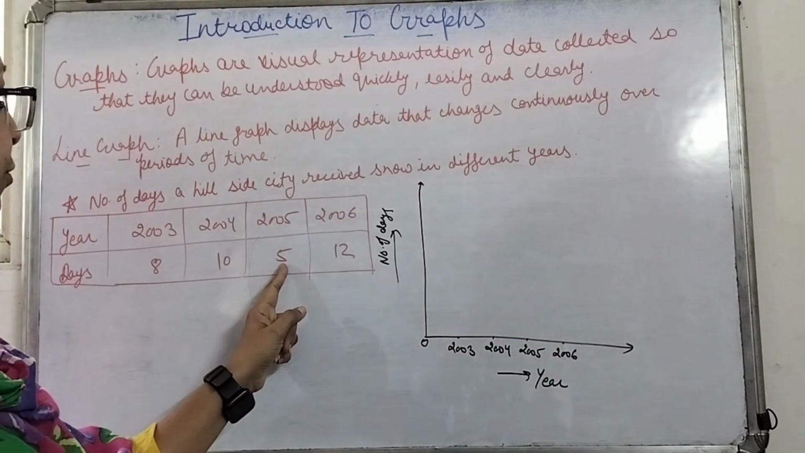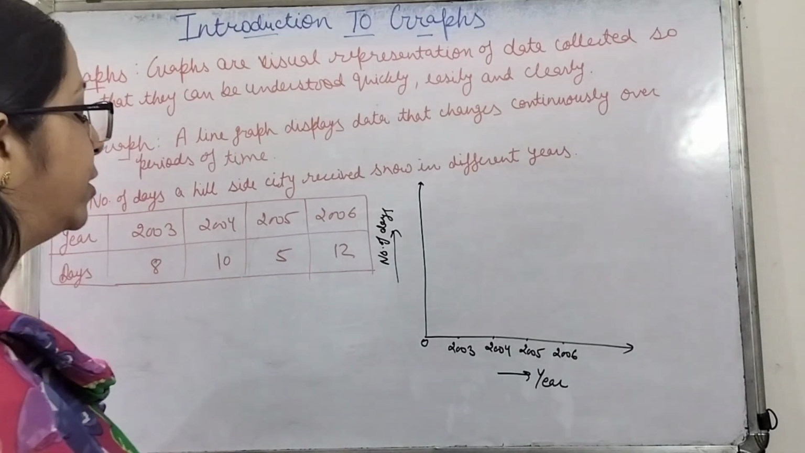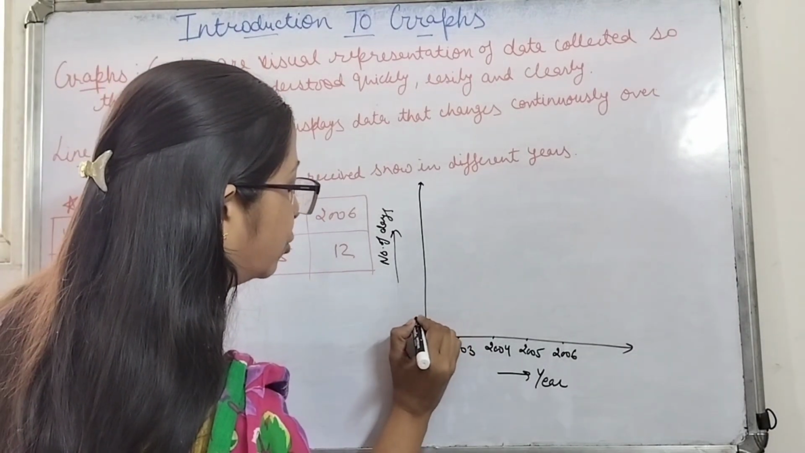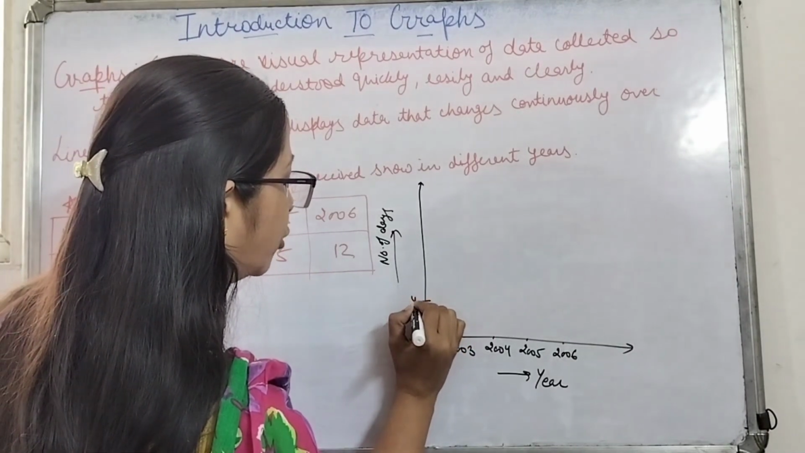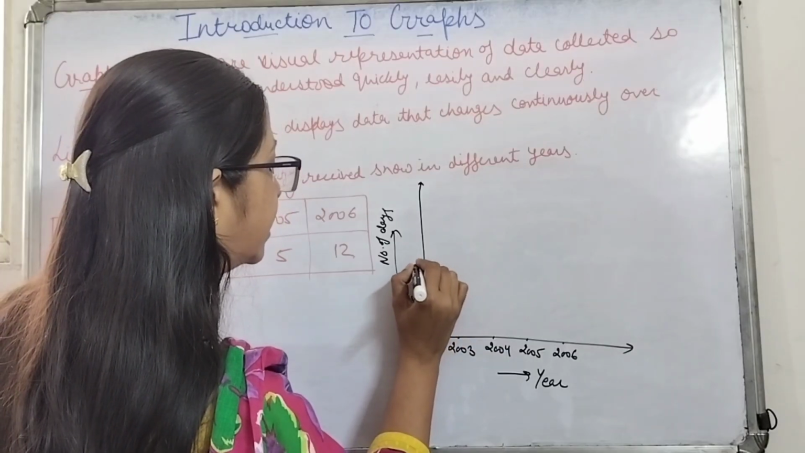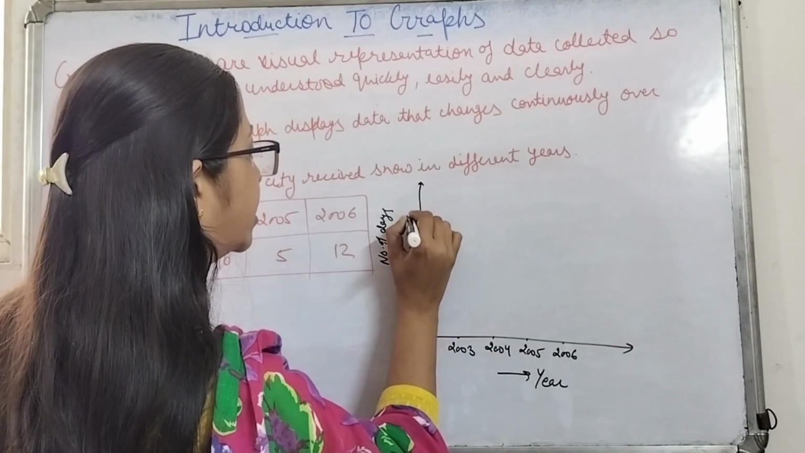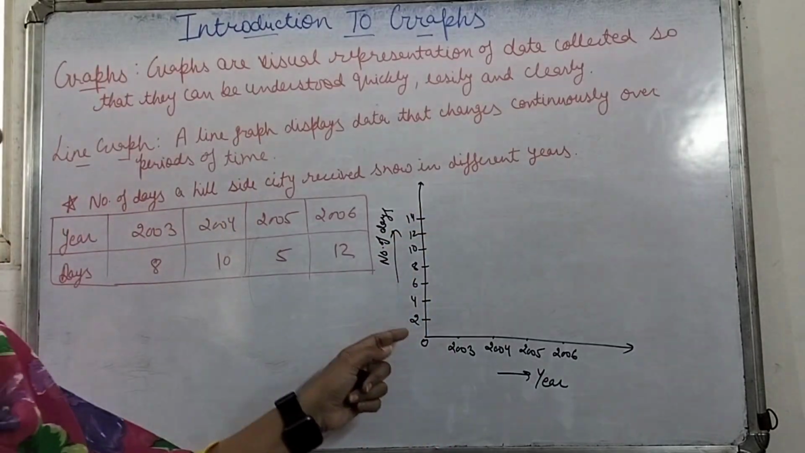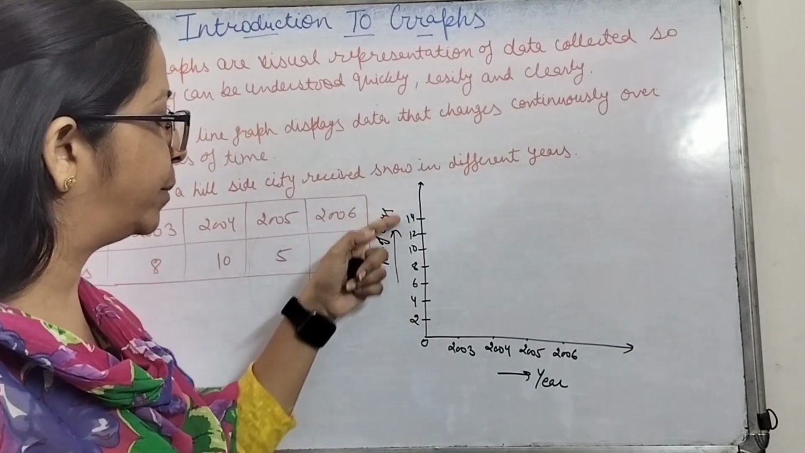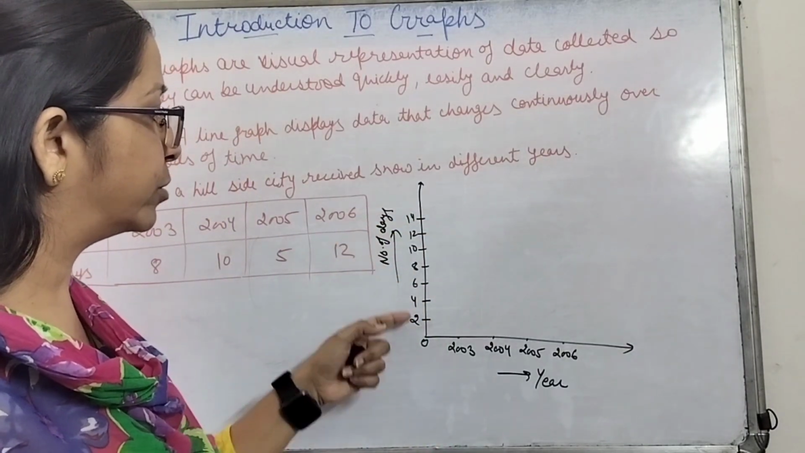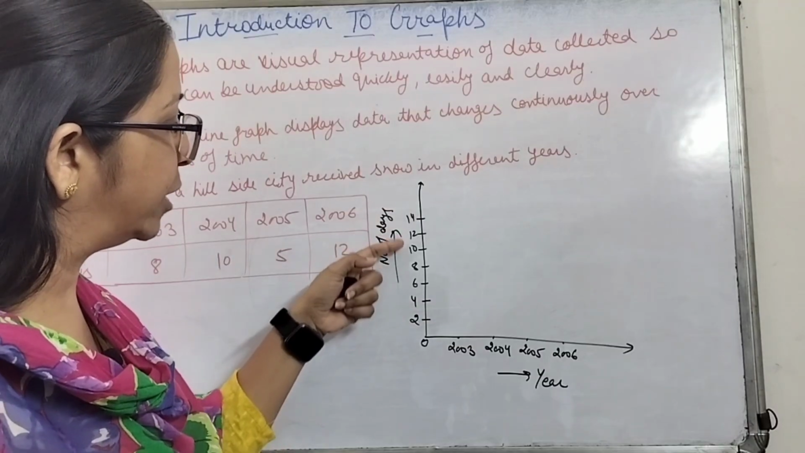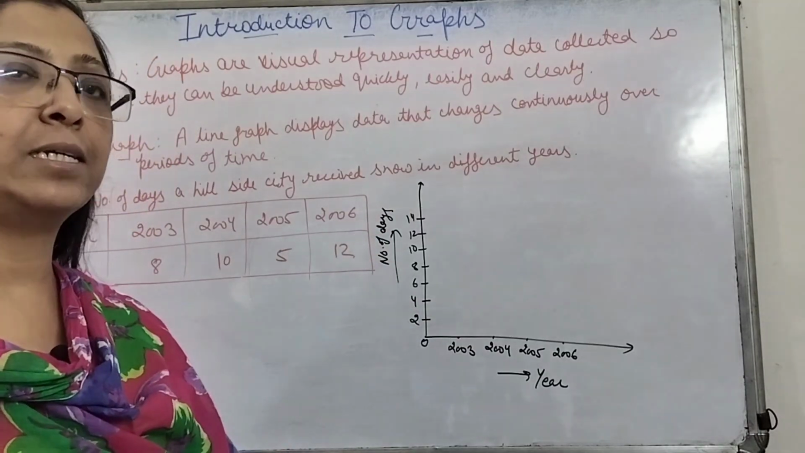Now it is starting from 5 and ending at 12. So we can take an interval of 2. It is 4, it is 6, then 8, then 10, then 12, then 14. Like this we can take these numbers at uniform distance. A gap of 2 we have taken, and at uniform distance we will be taking all these numbers, that show the number of days.